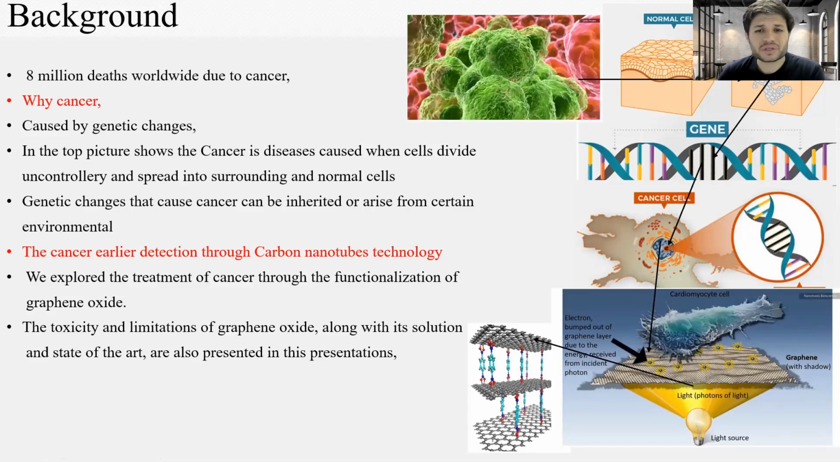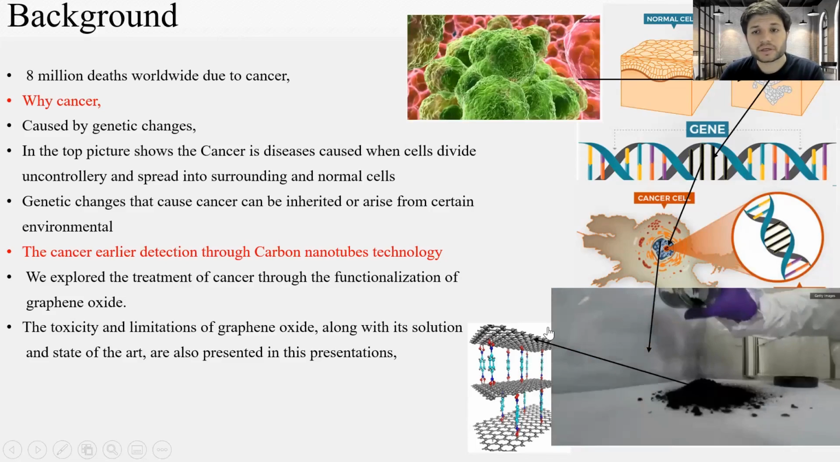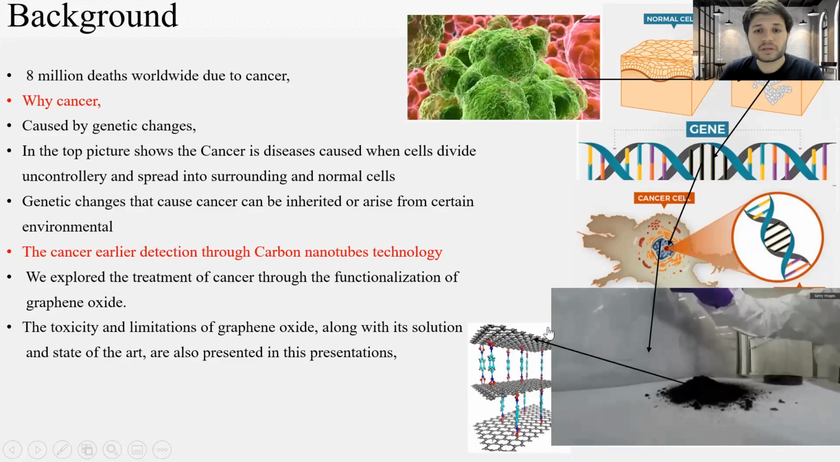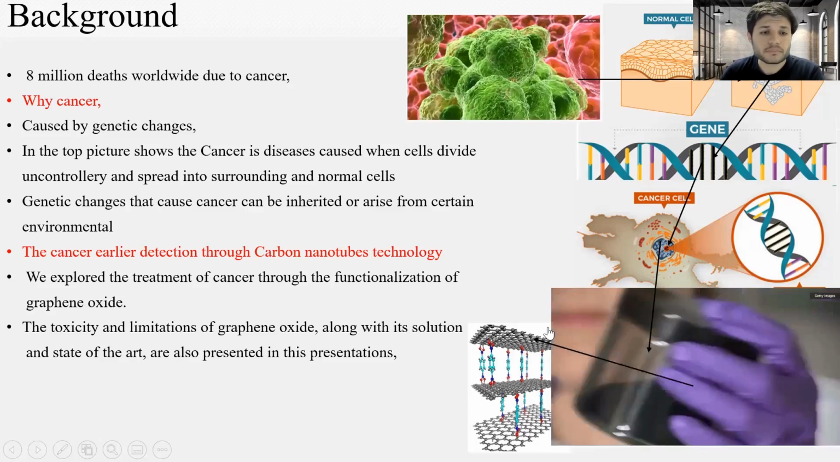So then how do we detect them at earlier stages? For diagnosis, there are different approaches to detect cancer, like we are using graphene oxide for cancer treatment. There are several disadvantages to using graphene oxide in cancer treatment, like the graphene oxide is toxic in drug delivery. We need to make it non-toxic.